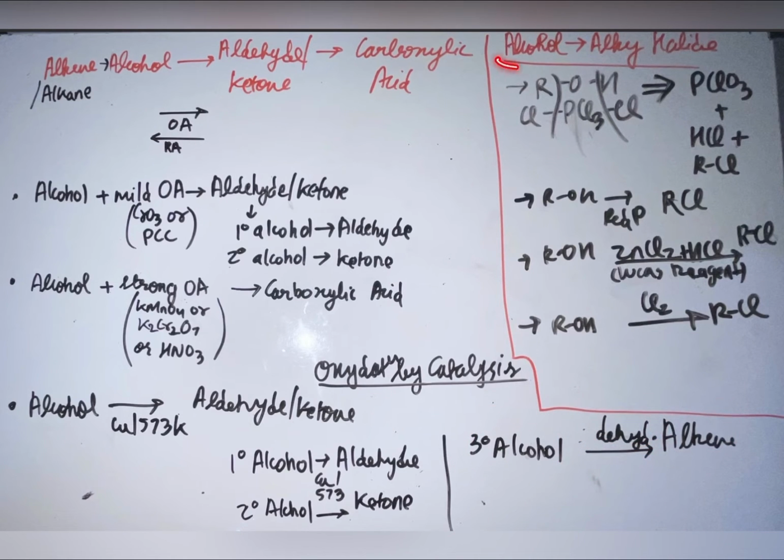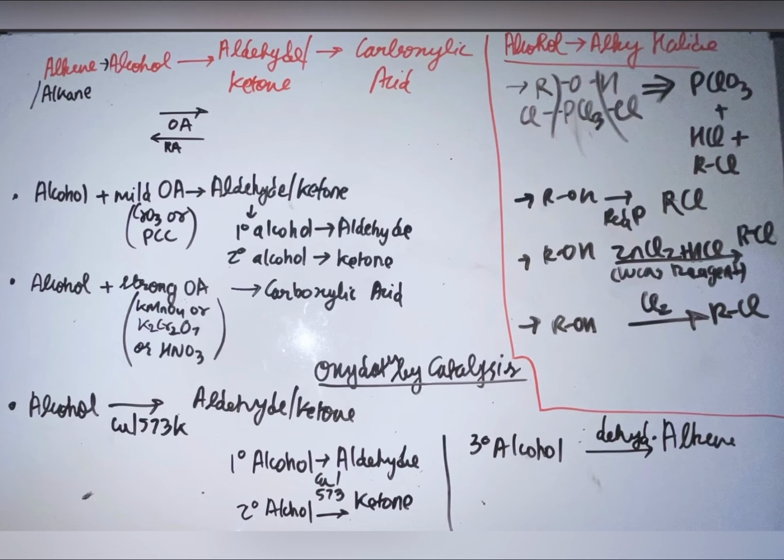Then alcohol to alkyl halide. I meant to say alkyl halide. So alkyl halide is basically CH3Cl, methyl, so it is basically a chloromethane. What you will do is use alcohol plus PCl5. That will give you RCl, which is basically alkyl halide.